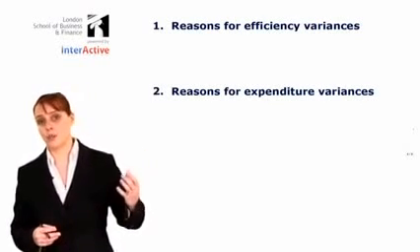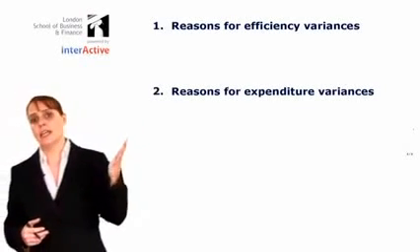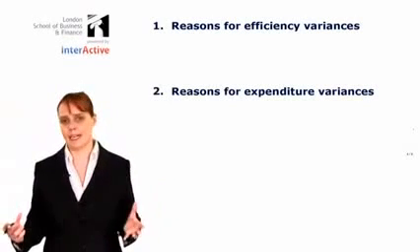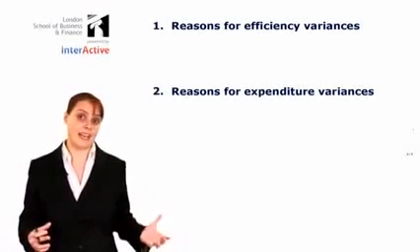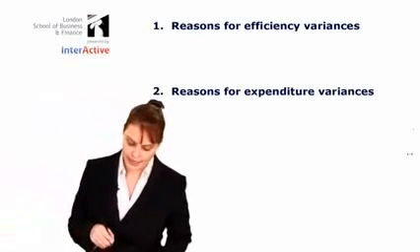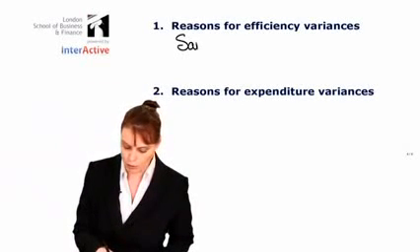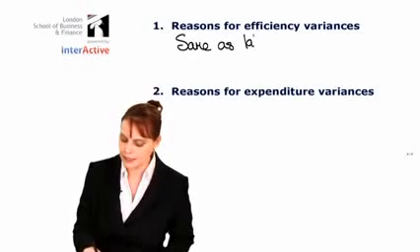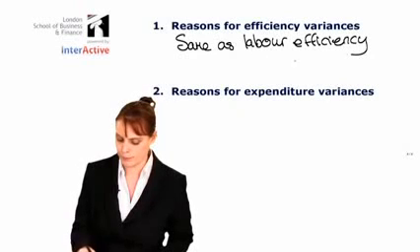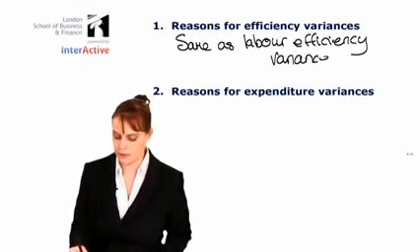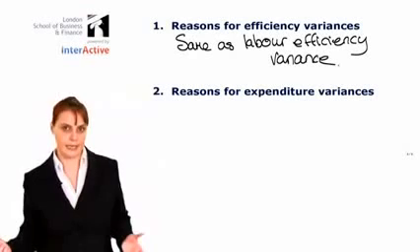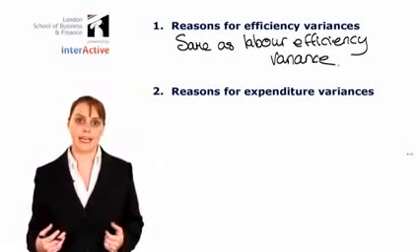Now, if you think about it, what we are really comparing here is, has it taken us more or less labour hours to produce our units than expected, which is the very same as our labour efficiency variances. So our variable overhead efficiency variance is going to be caused by the same things as our labour efficiency variance. So perhaps this has been affected by the skill of our employees or the quality of the material they have been using.